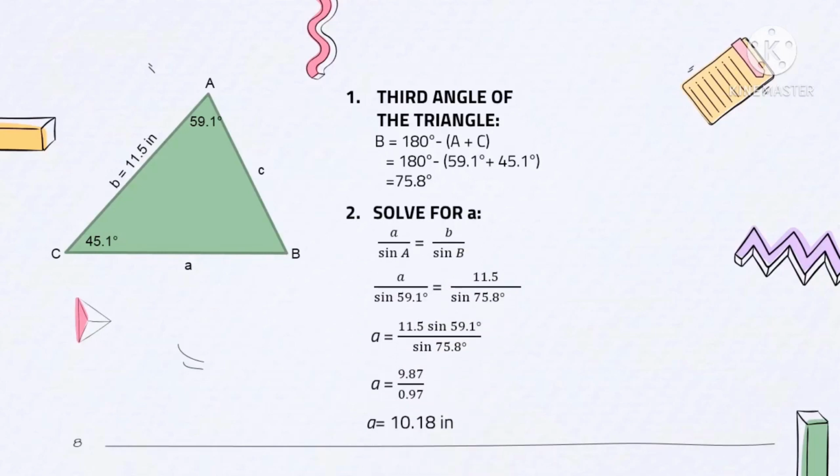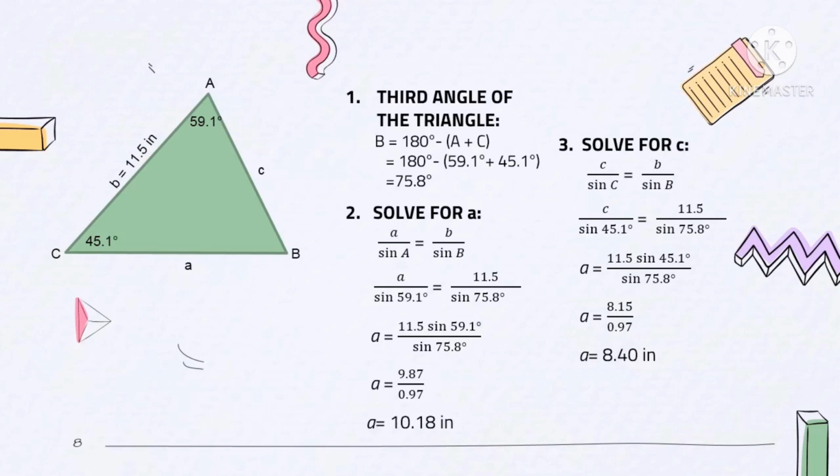Now we would solve for side a. This is the time we would use the law of sines. Use the formula from a while ago, then substitute the values. Calculate it and we would get 10.18 inches for side a. We did the same thing in order to solve for side c, so we got the answer of 8.40 inches.